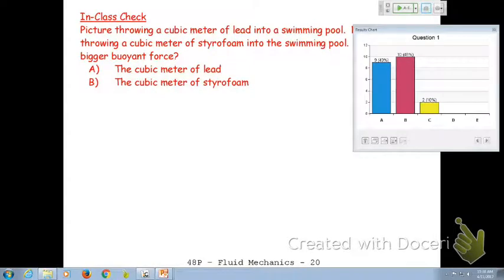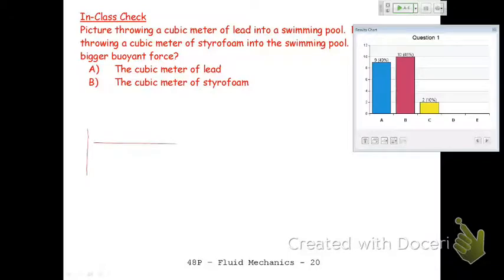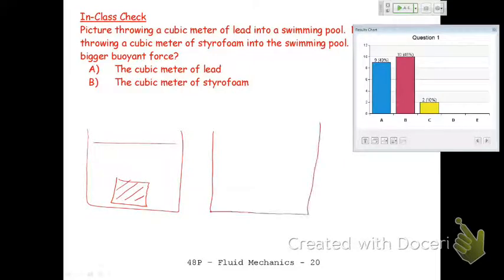So we have some discussion about this, and basically half the people are saying that lead will have the bigger buoyant force, and the other half are saying styrofoam will have the bigger buoyant force. So let's think about this. You throw the lead in, it sinks to the bottom of the swimming pool, whereas if you throw styrofoam in, it basically floats. And the key thing about buoyant force is it is the displaced fluid. It's not really about the density of the object. It's about the density of the displaced fluid.